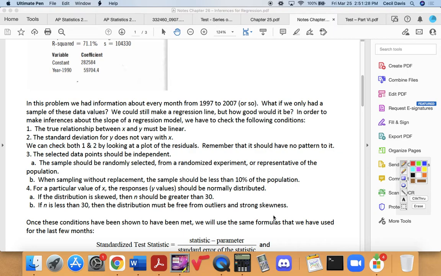And when sampling without replacement, as always, less than 10%.